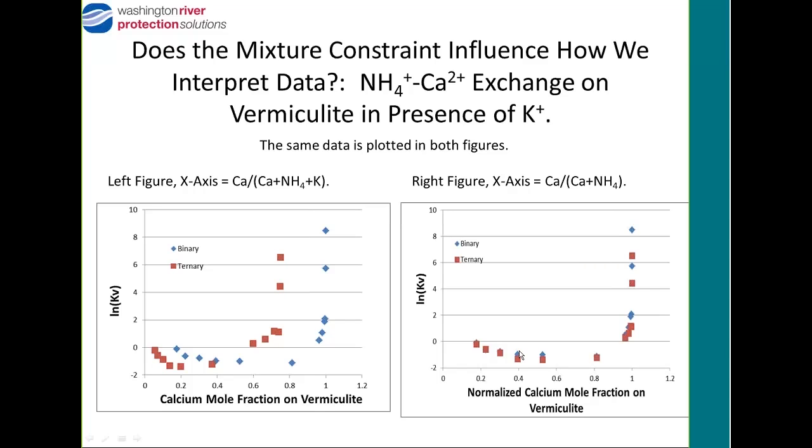In this case, there's absolutely no distinction between binary and ternary system. And if you were trying to publish the same data, you could say, wow, isn't that interesting? Having a third ion in the system has absolutely no impact on the affinity. There are two ways to present the data that give you the exact opposite conclusion. One says that potassium has a huge impact. The other says potassium has no impact at all.